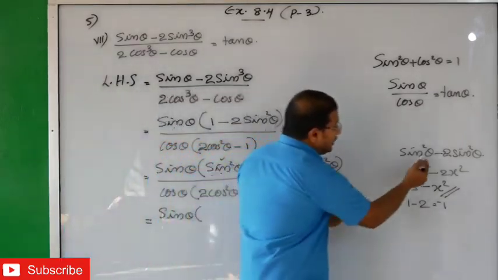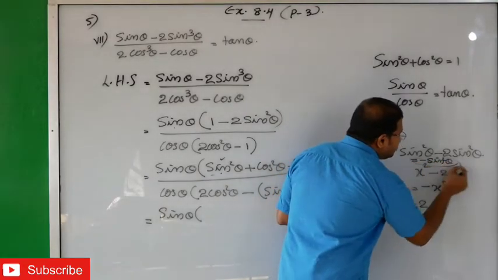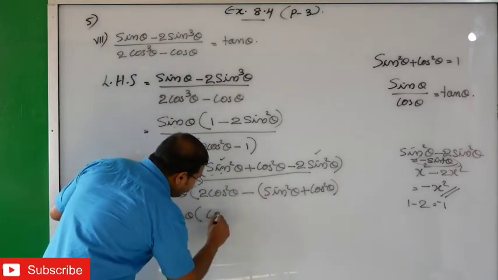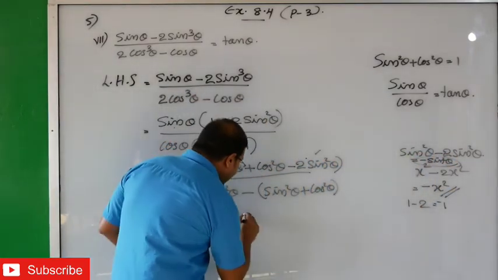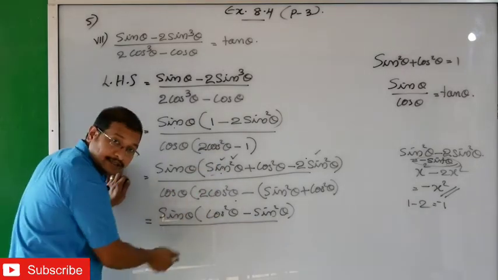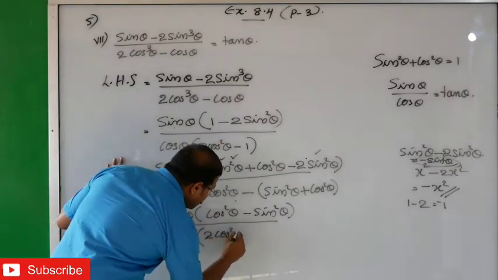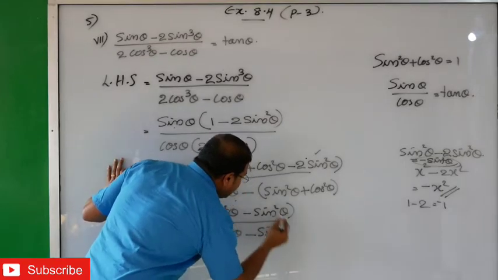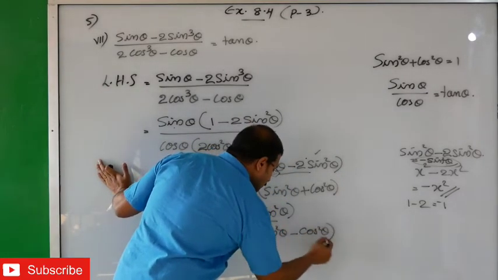That way, sin square theta minus 2 sin square theta, we are going to write minus sin square theta. Ready? That means what you'll write here? Sin, sin will join later, but before that, we'll write cos square theta. After that, sin square minus 2 sin square is minus sin square theta, divided by cos theta bracket 2 cos square theta minus, opening the bracket with minus, isn't it? That means minus into sin square, minus sin square theta, plus into minus, or minus into plus, minus cos square theta, closing the bracket.